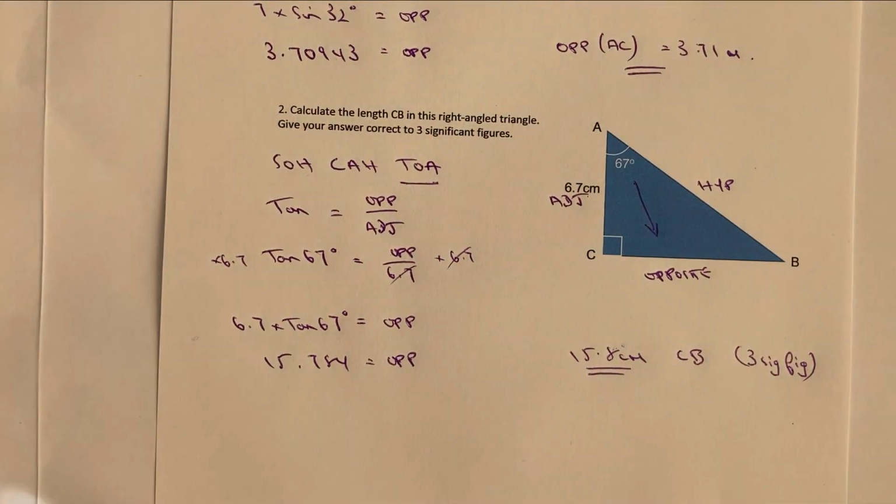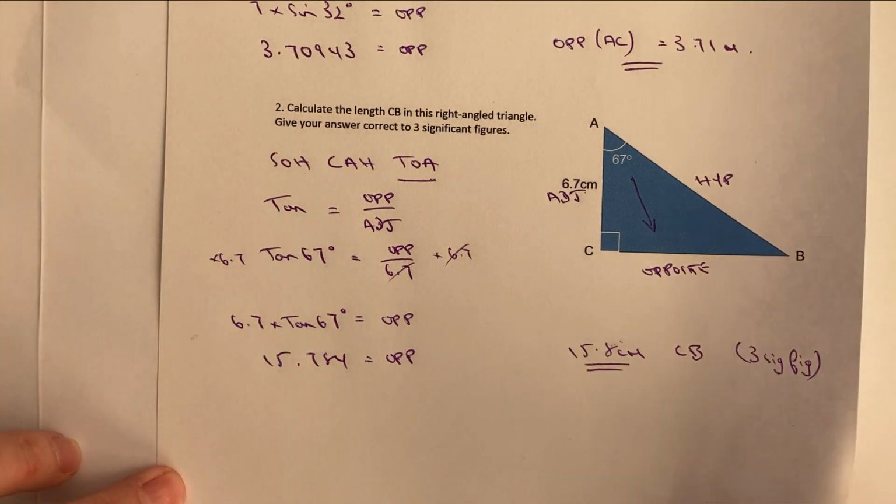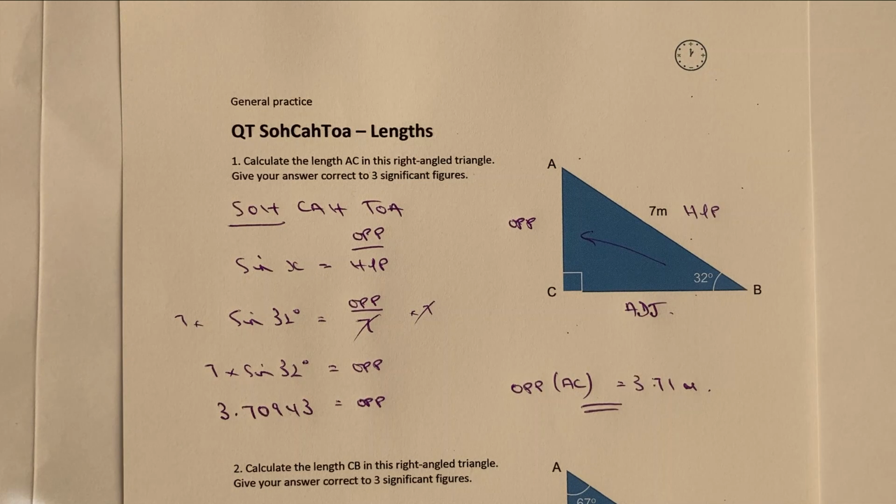I hope it gives you at least a brief overview of what happens when we use SohCahToa in order to work out the lengths of individual sides. If you follow the link below, you'll be able to download this worksheet. I suggest you have a go at it again without reference back to this video. See if you're okay with it.